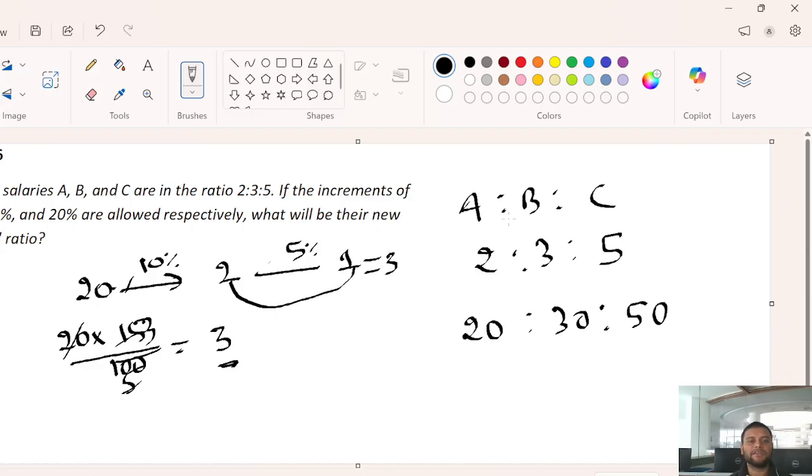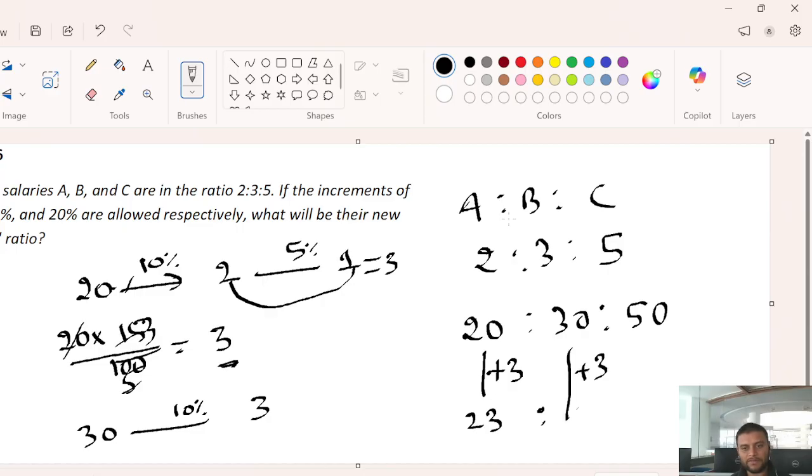Now A's salary is increased by 15%, so this value is increased by 3. So it has become 23 now. Next, B's salary is increased by 10%. 30 is representing B. 10% of 30 is 3, so it is increased by 3. It has become 33 now. Then C's salary is increased by 20%. Who is representing C? 50 is representing C.